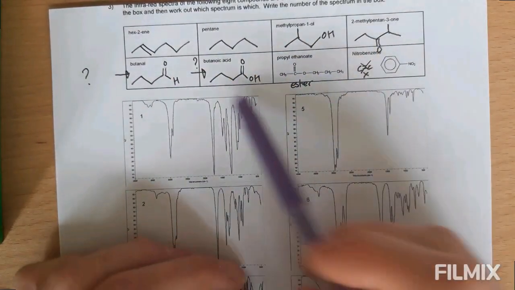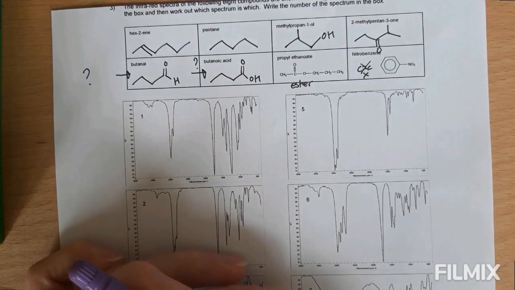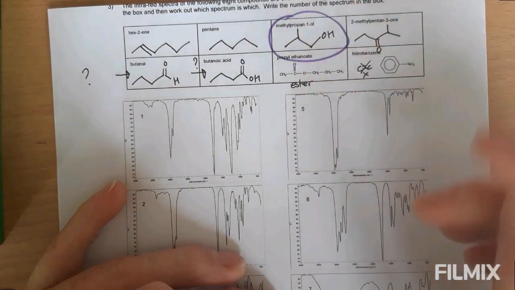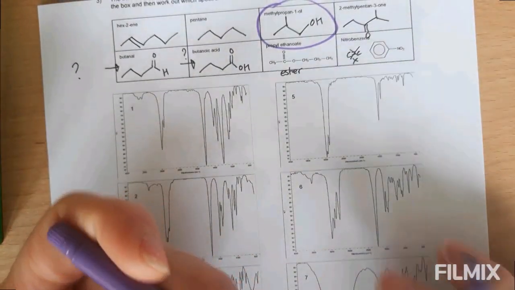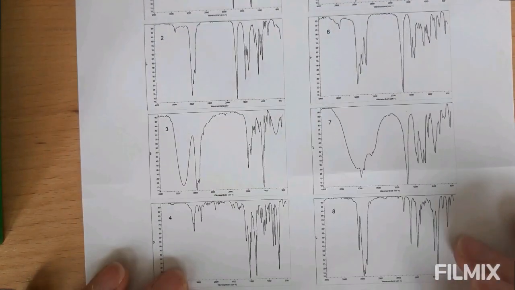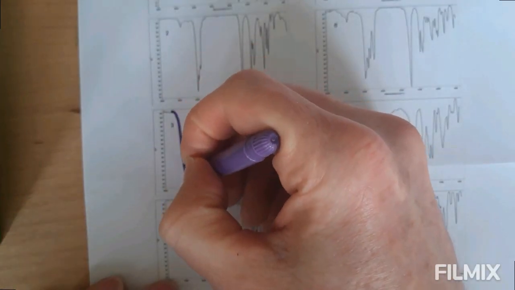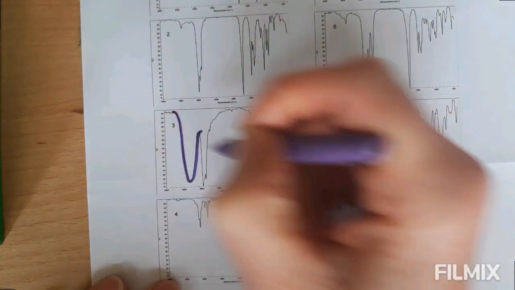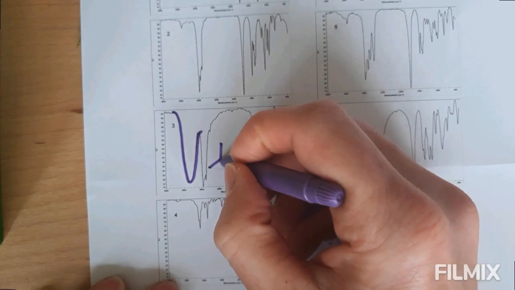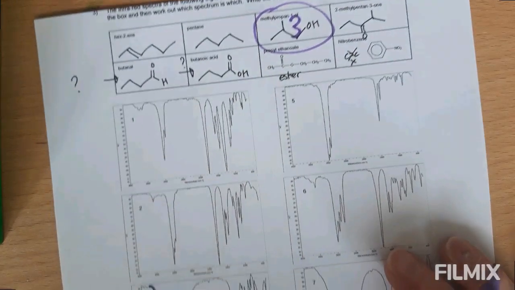I could look at the structures. So if I look at all these structures, there's only one of them with an alcohol OH, and that is methylpropan-1-ol. This one here. So there should only be one spectrum with an alcohol shape. Can you see it? Can you see the alcohol shape? We're looking for a broad finger around sort of 3,000. There it is. It's quite obvious, I hope you see. There it is, the alcohol shape. That, number 3, is methylpropan-1-ol. So I'll write number 3 in there. So we've assigned that one. That was easy.